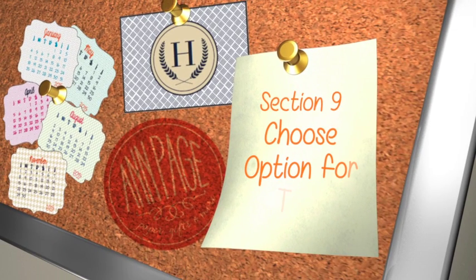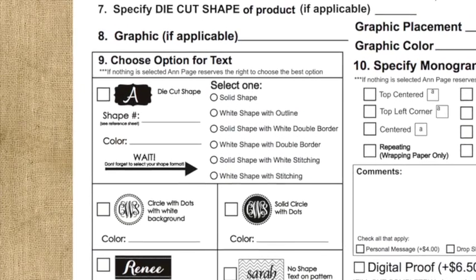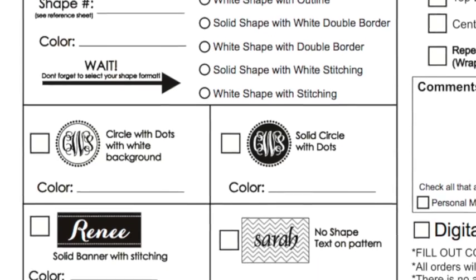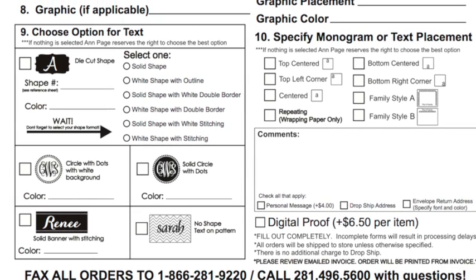Section 9. Choose option for text. This is an area that has many choices to format your personalization, text, and monogram styles to best fit your pattern and color choices. Please be sure to complete this section thoroughly.